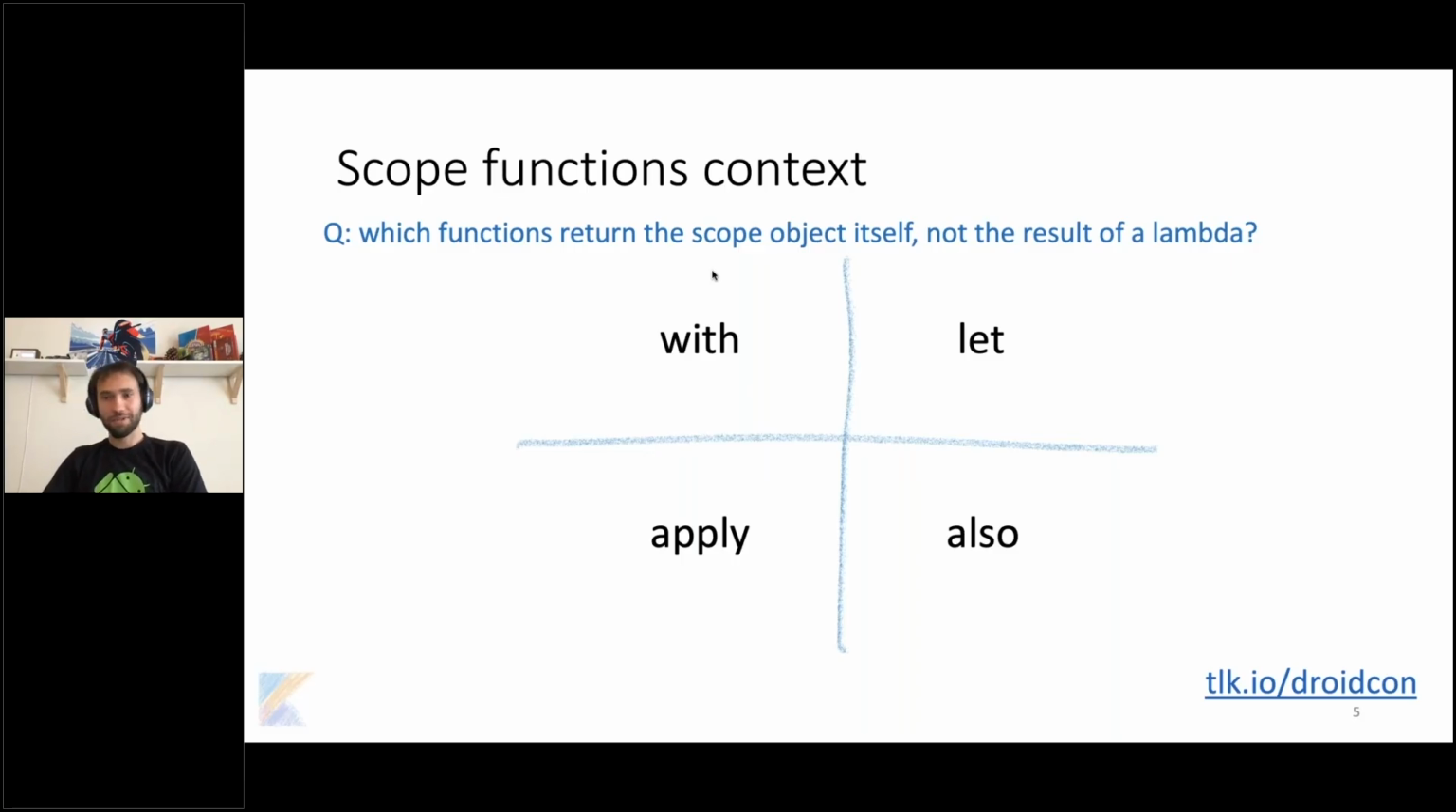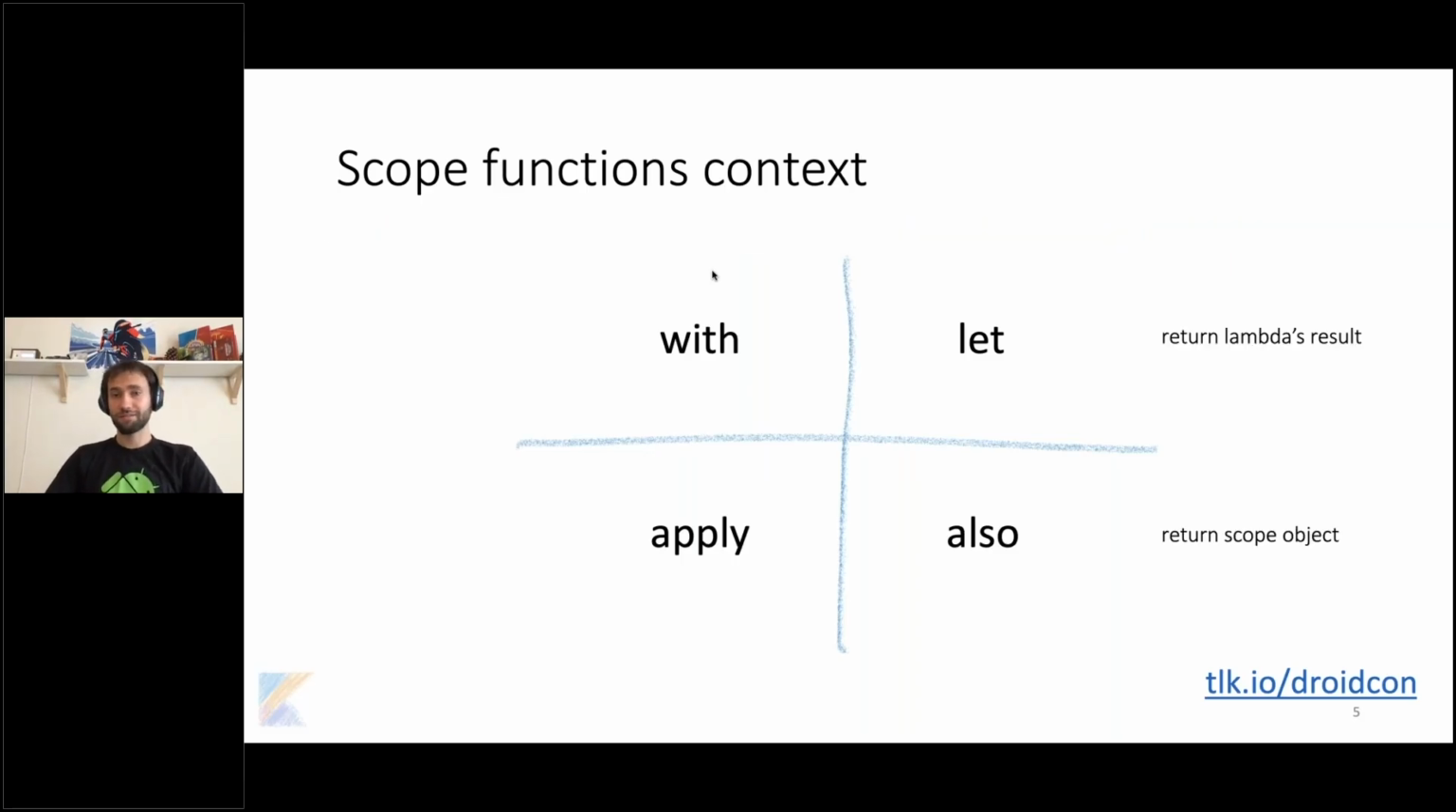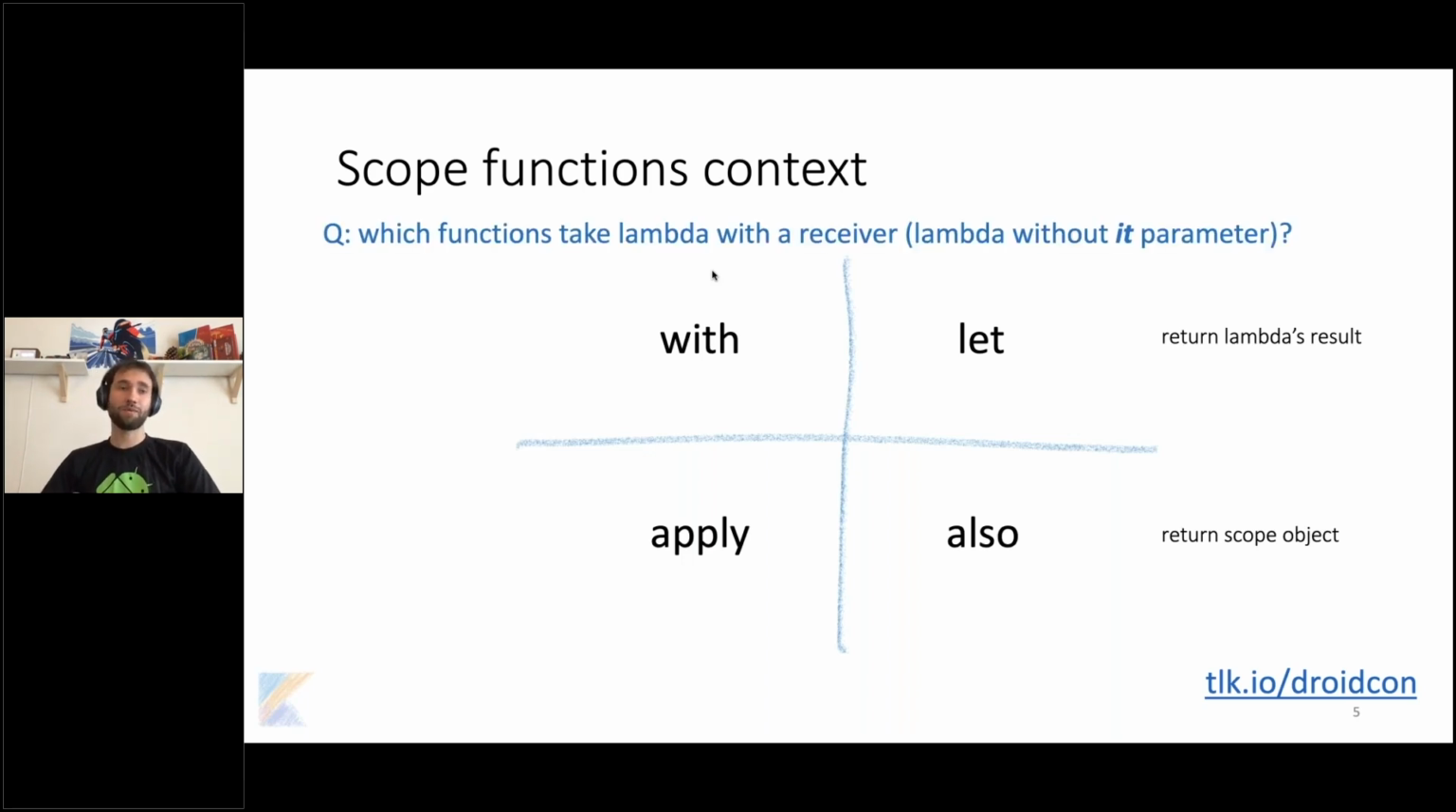I see a couple, and the correct answer is apply and also. You can keep typing your answers if you already made a decision. I'm just going to see the results. And then the second question is, which functions here take a lambda with the receiver? So this function will not have this it parameter. I'm going to give you a hint. That's 2 of them.